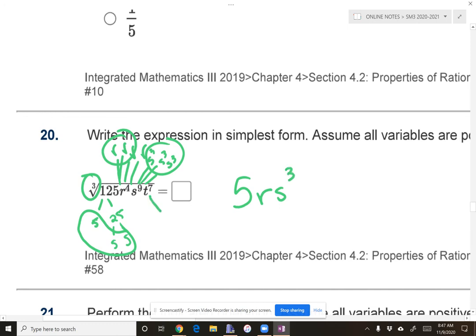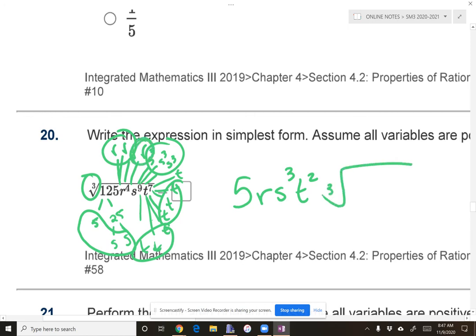And then t to the 7th. If it helps when it doesn't divide evenly, just write them out. 4, 5, 6, 7. And then groups of 3. I got one group of 3, 2 groups of 3, so I have t squared. So the only thing that I have left inside this root is I have an r, because I had 4 and took 3 of them out, so I had 1 left over, and a t because I had 7, I took 6 of them out, and I had 1 left over.